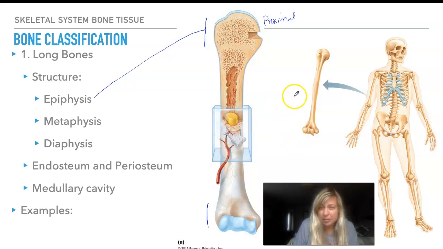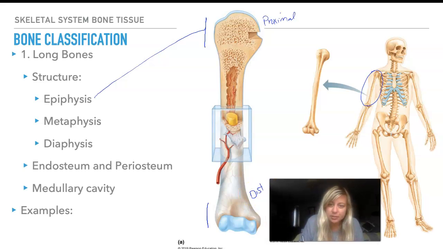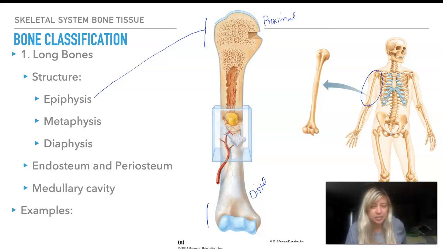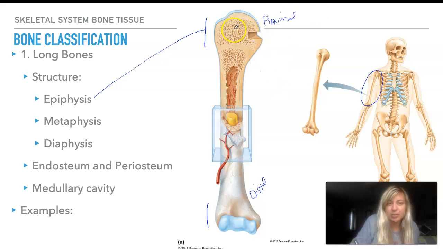Hopefully you recognize this bone. In the upper arm, we're looking at the humerus as an example. The opposite of proximal was distal, so this is the distal epiphysis. Distal and proximal epiphyses are the ends of the bones, and when you slice them open, you can see that the epiphysis has a lot of spongy bone in it. Long bones have compact bone too. You can see compact bone on both sides of the medullary cavity here.